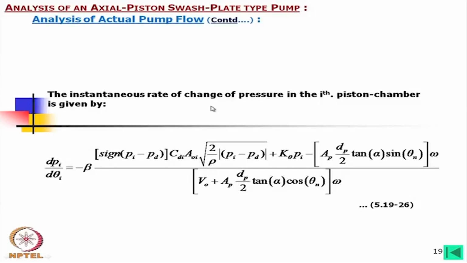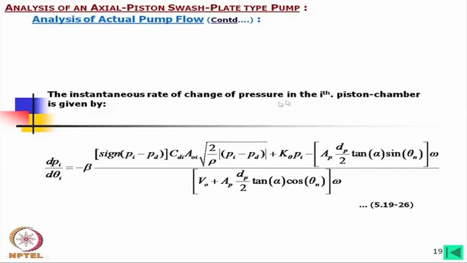The instantaneous rate of change of pressure in the ith piston chamber is given by this expression. I am not showing the derivation of the equations, but if you derive dpi by d theta and consider all the appropriate equations, we will easily arrive at this expression. Now, this is difficult to remember. Suppose I ask a question on that, definitely I will give you this formula, do not worry about that.